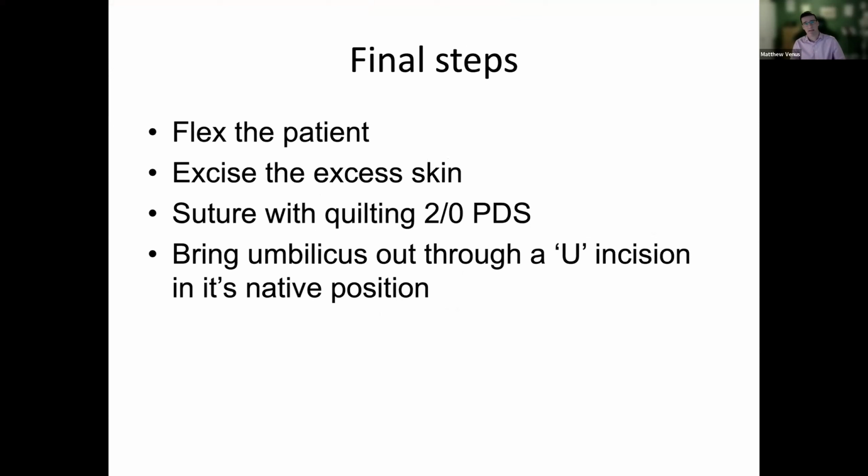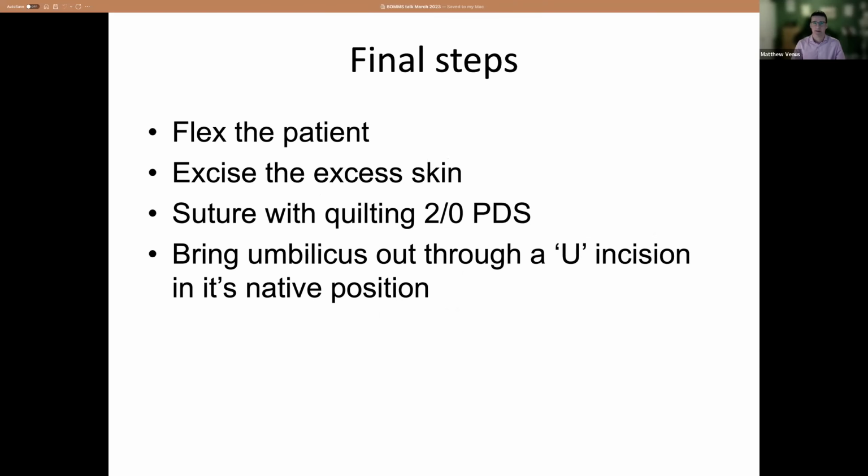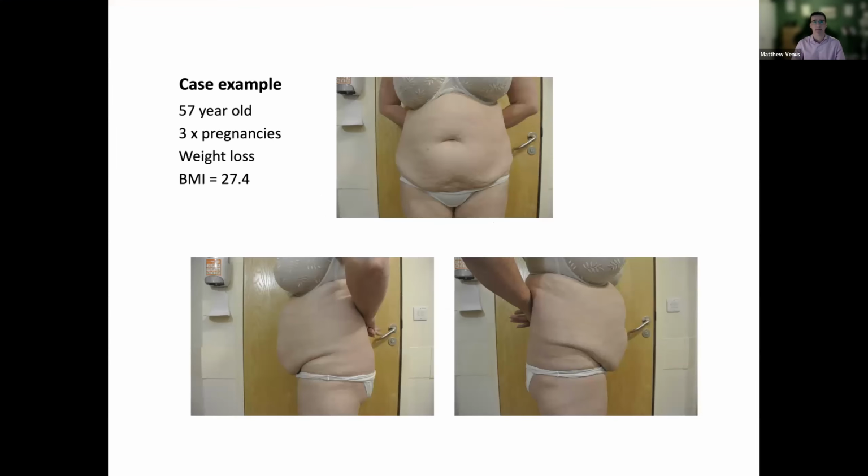So towards the end of the procedure, flex the patient, remove the skin. I try not to use drains. I don't like drains. Patients don't like drains, so I stitch the abdominal apron down, quilting with some PDS, bring the umbilicus out in its natural position, stitch everything back together again.